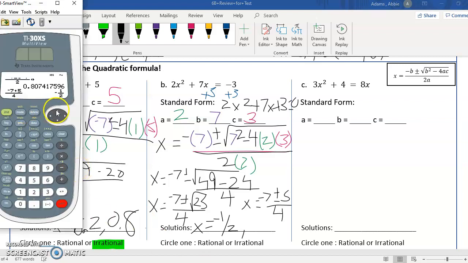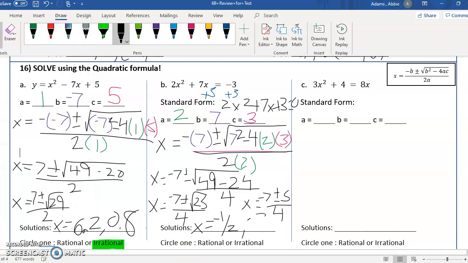And then if I say negative 7 minus 5 divided by 4, I get negative 3 as my second solution. And therefore these are rational.